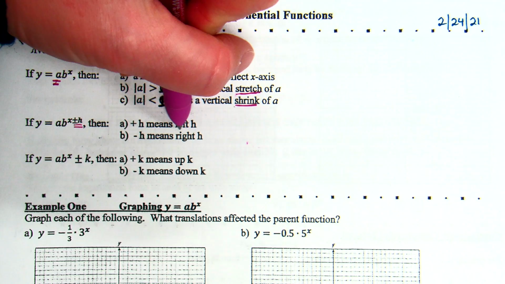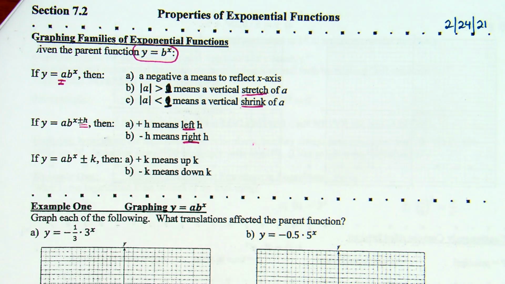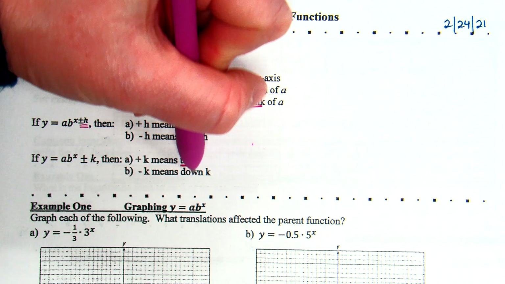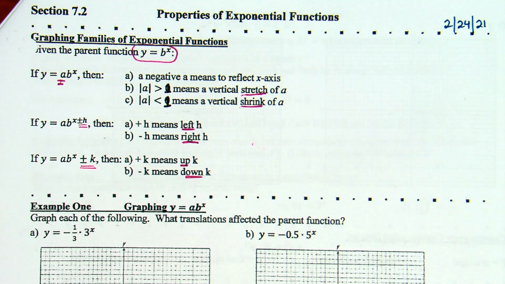And then the third part, what if it's a times b to the x, and then plus or minus k, and that k is not in the exponent? If it's just added or subtracted at the end of the equation, we're going to go where? Up or down. Notice if it's a plus k, we go up k. If it's a minus k, we go down k. So when you're going up and down, it's still the direction of the sign. Does this sound familiar? We've done all this stuff, right? These are still the same old transformations. It's just a new function that we're working with here.